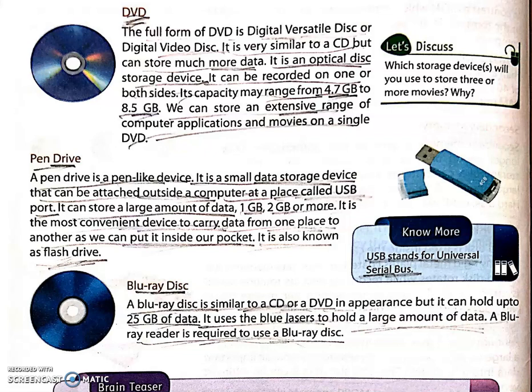So if you want to store 3 or more movies, you will need a lot of space, because one movie will cost you around 700-800 megabytes of data. So you cannot store it in one CD. Instead, you will be using a DVD, because it can store up to 8.5 gigabytes of data.